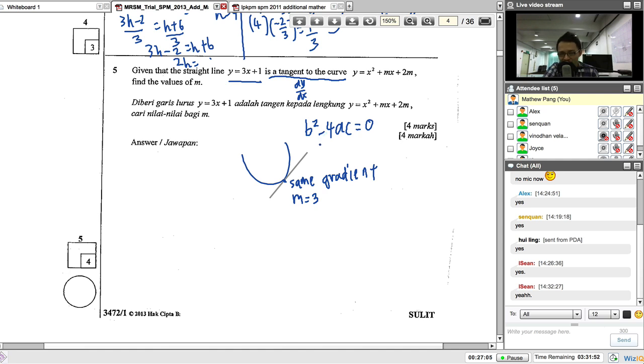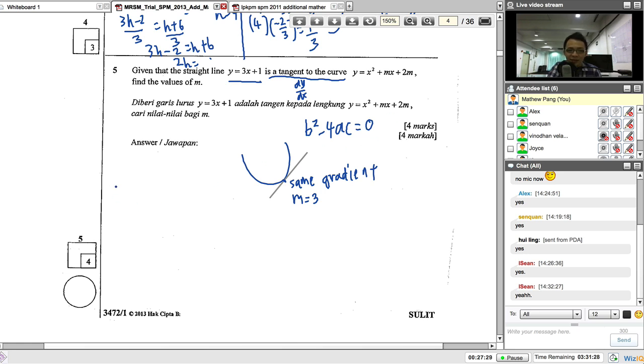Right? I think we should use this one. I think we shouldn't use dy/dx because we do not have the x coordinate. Normally they would say tangent to the curve at some coordinate A, and give you something like (2, 3). Then I can use dy/dx easily. But in this case, because I do not have the coordinate, I think I should use b squared minus 4ac equals 0. You should know this means touching one point, right?